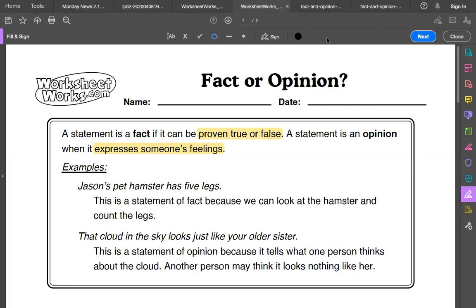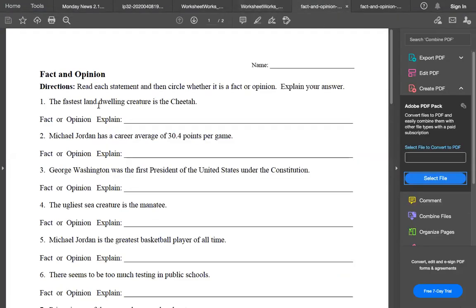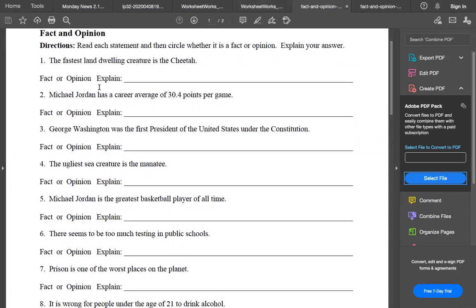So let's look at this one. This is just worksheet number 1 from this website. All right, so we're going to do the same thing, fact or opinion, and we're explaining why. So the explanation why is going to be important.